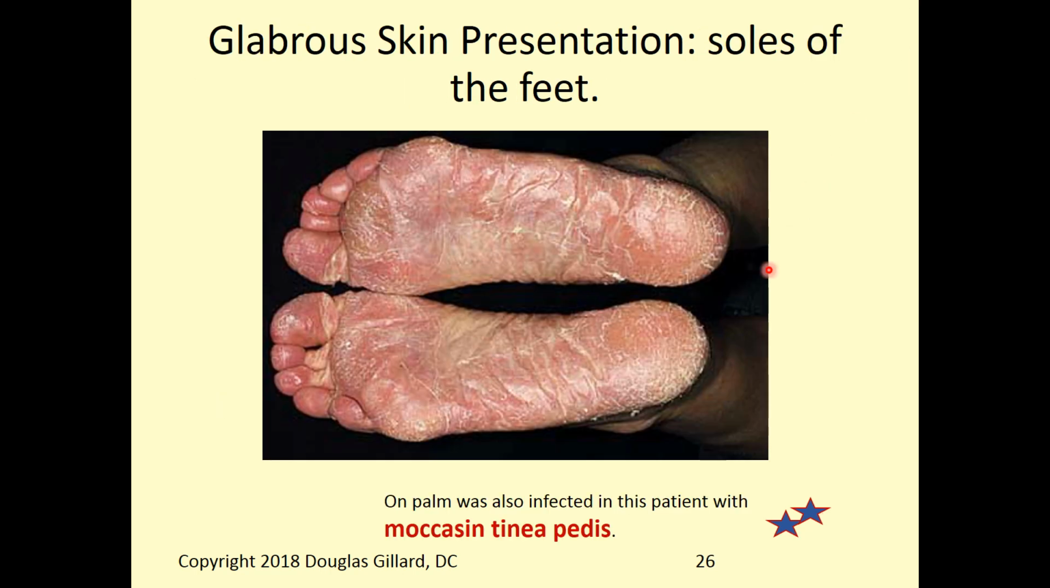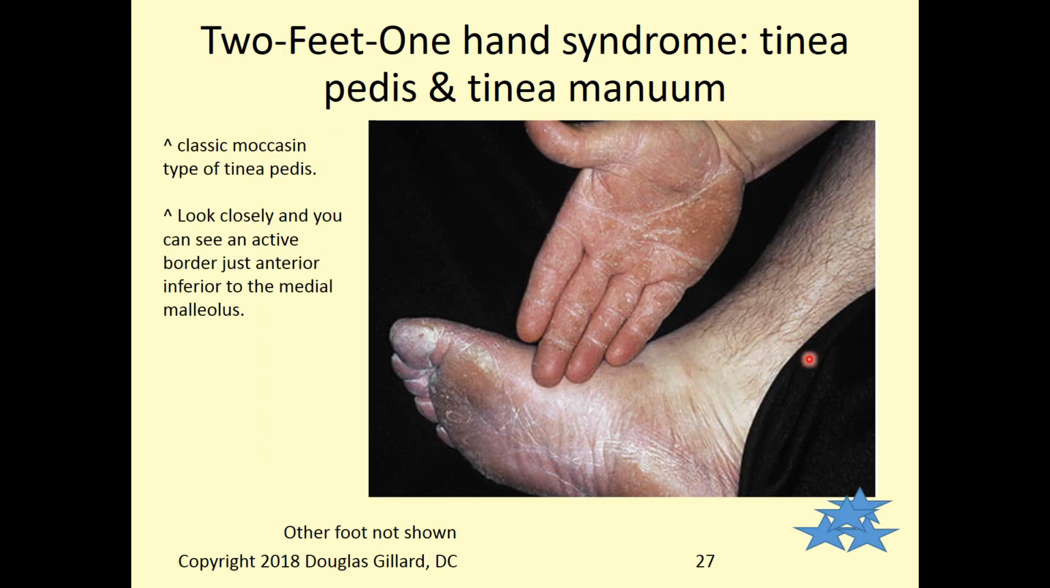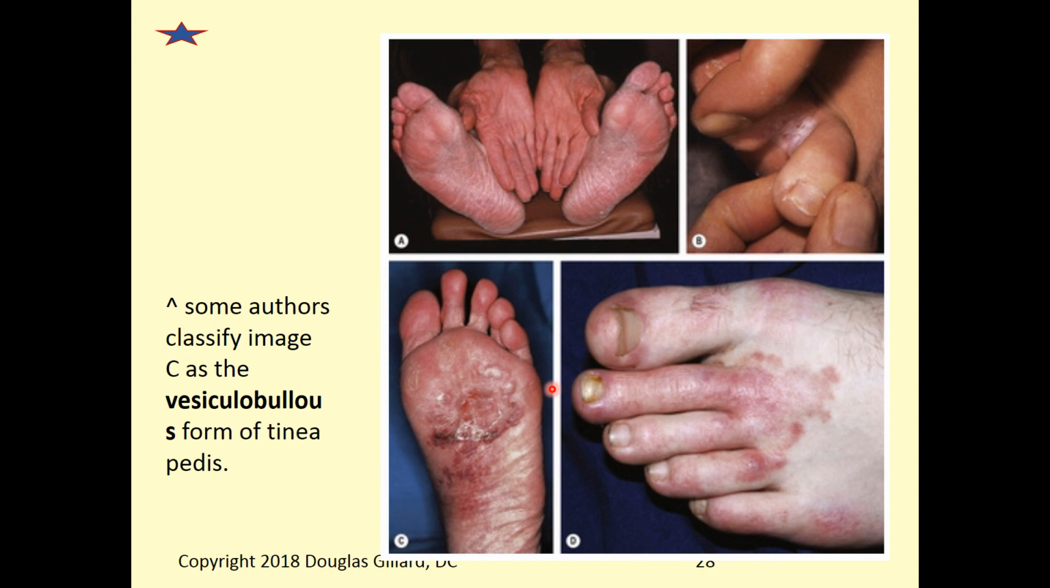Okay, here's a moccasin type of Tenia Pedis. There's two hands and 1 foot. The other foot wasn't shown, but you can see it's affecting the feet. If you look closely, you can even see an active border. Looks like it's been treated and it's starting to fade away a little bit. But yeah, that's 2 hands, 1 foot.